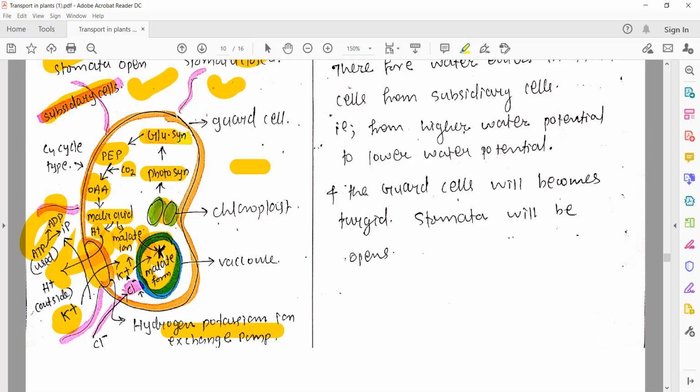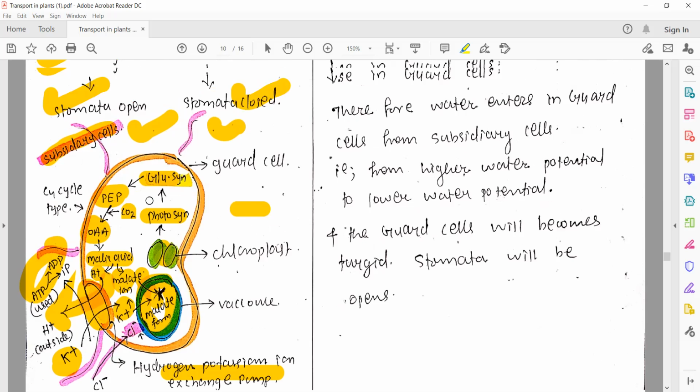Once the potassium ion is inside, malate ion is there already in the vacuole, so the potassium ion will also move inside the vacuole. I'm repeating again: malate ion and potassium will react together to form potassium malate inside the vacuole, and the same procedure keeps on repeating, and the guard cell will become turgid, and it will start opening the stomata.